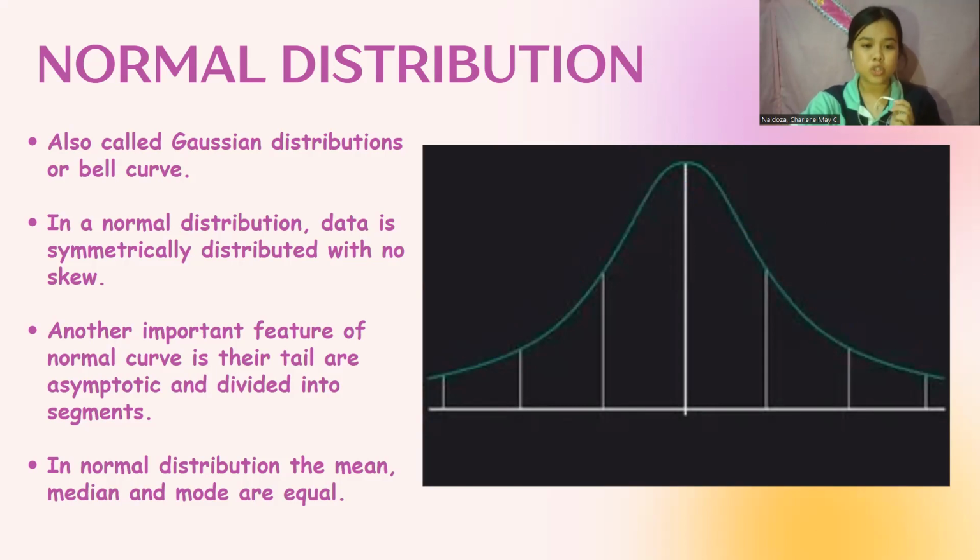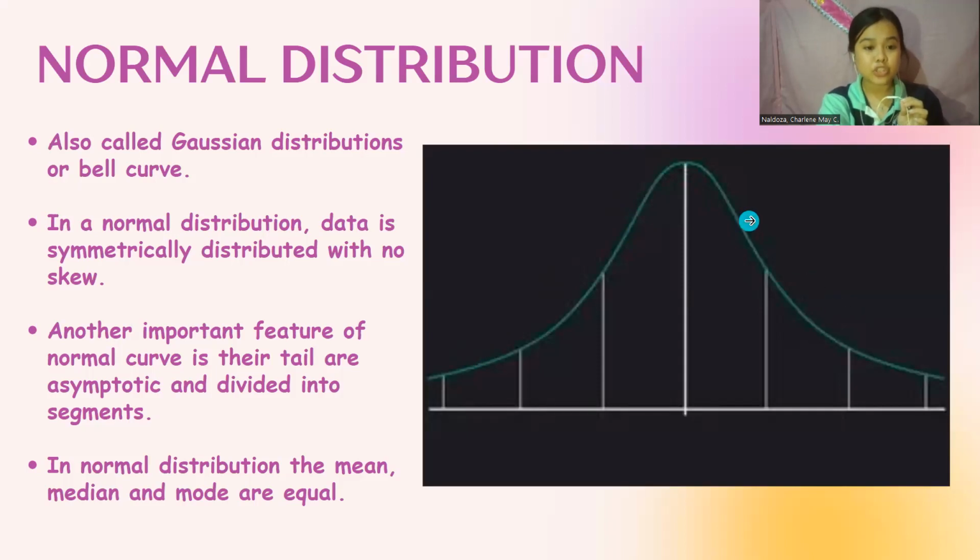In a normal distribution, data is symmetrically distributed with no skew. Meaning, if I fold this side through this side, the same shape is happening, and there's no skew happening.